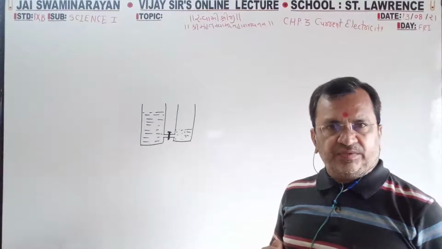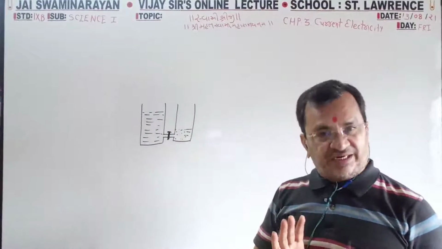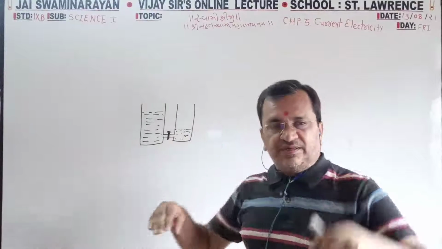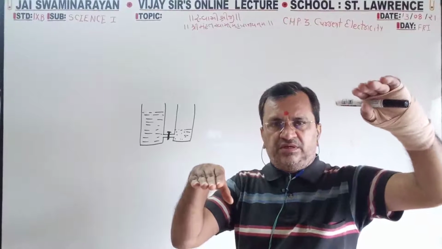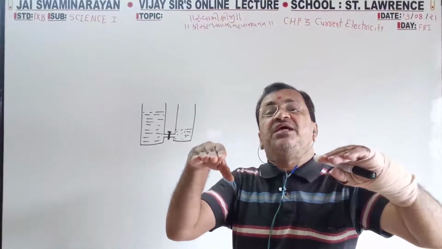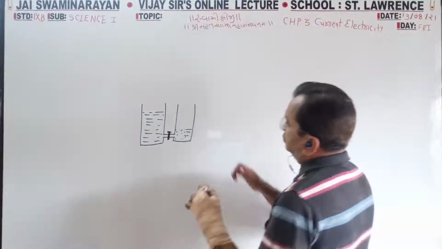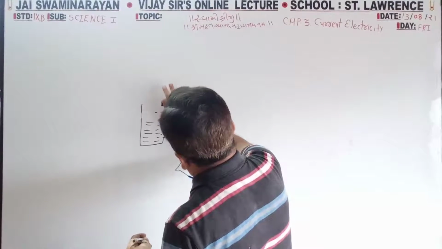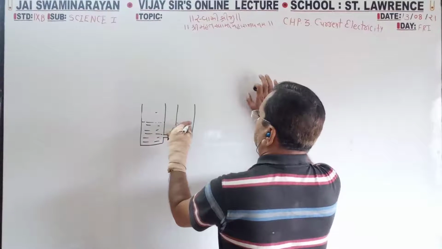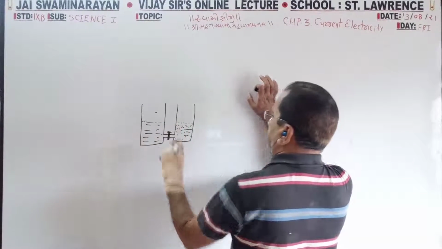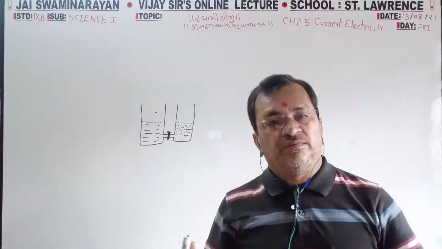Open the tap. This water will come to this side. This water will not go this side, because it flows from higher level to lower level. So it will start flowing down, and the levels will become equal. When it is equal, the flow will stop. Level equal, now no flow.